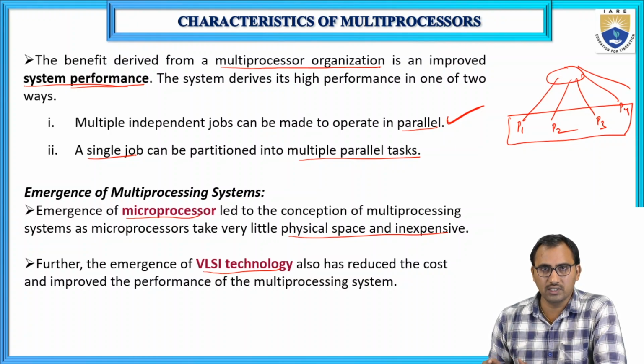In a multiprocessor system we are using multiple CPUs. Even though we are using multiple CPUs, the physical space of the system will be small because of the emergence of the microprocessor. Microprocessors occupy a very small physical space, and they are also inexpensive.